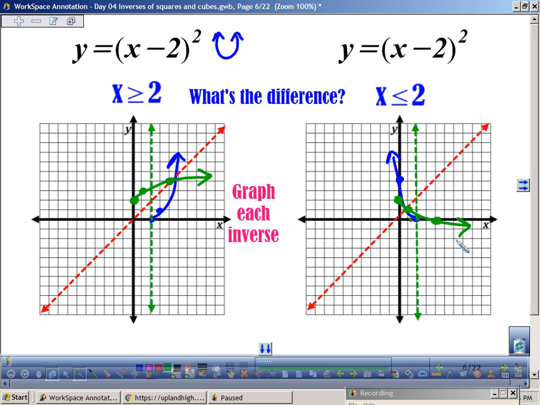So what I'm trying to show you guys is if you have the positive side of a parabola, you're going to get the positive side of the square root. If you have the negative side, then you're going to get the negative side of the square root.